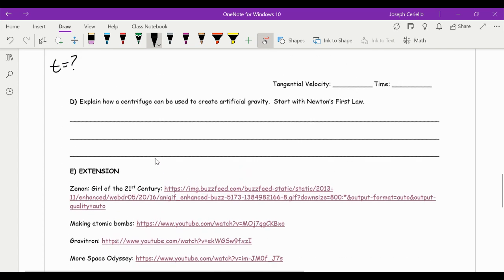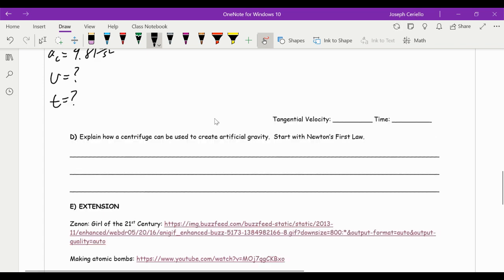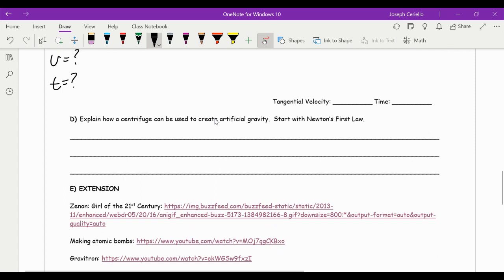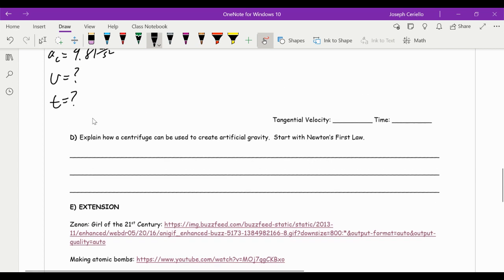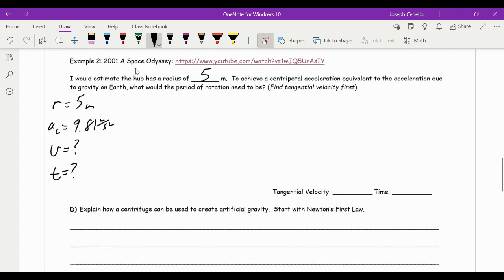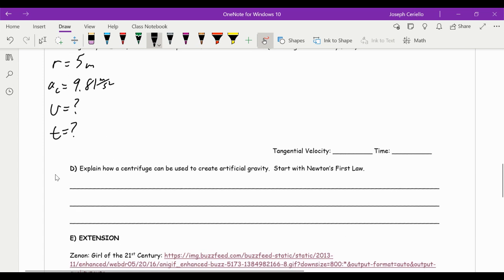So just to talk a little bit about these, explain how a centrifuge can be used to create artificial gravity. Start with Newton's first law. This is exactly what we discussed in the previous class. So for starters, this is what I meant by why Star Wars is not accurate. In Star Wars, they walk on ships. They have no problem doing that. That would never happen in space because there's nothing pulling you down to the floor. So a lot of sci-fi movies like this one here, 2001: A Space Odyssey, have centrifuges that people live on. It's also in the movie The Martian. They have centrifuges that create artificial gravity.